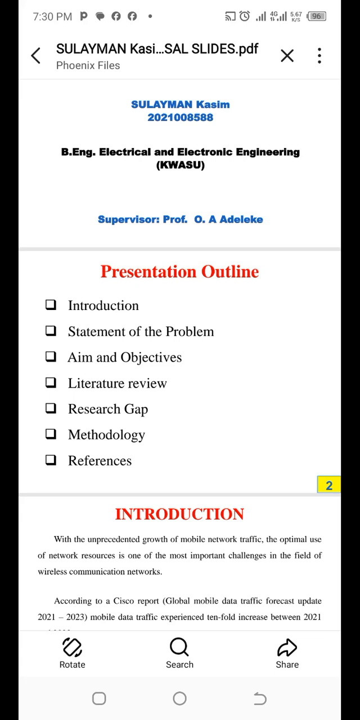I'm honored to be here today to present my proposal topic, which is titled Development of Resource Allocation Scheme in Wireless Communication Network. My name is Sulaiman Kasim, and my supervisor is Professor O.A. Adeleke. My presentation goes thus.